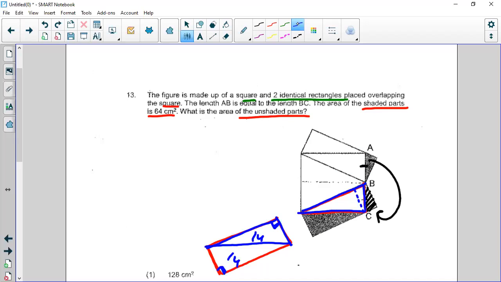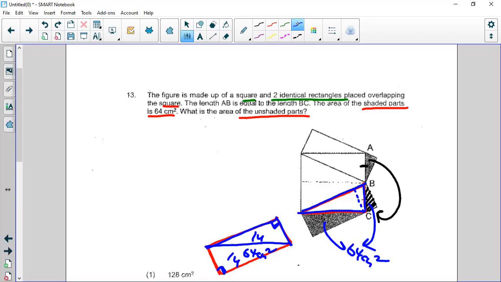Which tells you that these 2 shaded parts are the area of the other right angle triangle. And what's the area of this shaded part? It is 64 centimeters square. So it tells you that one triangle is 64 centimeters square, which is one unit, one triangle.